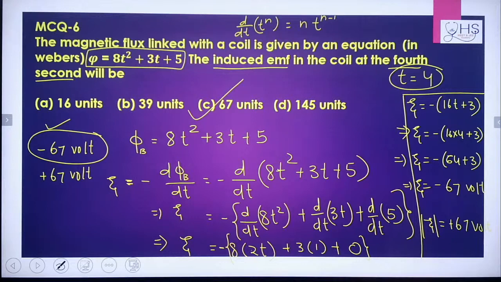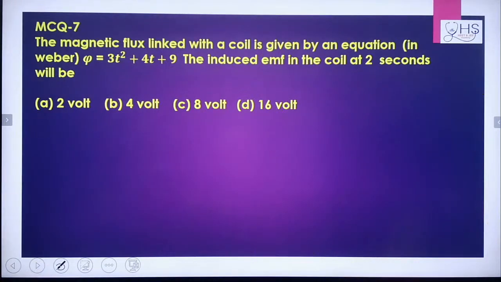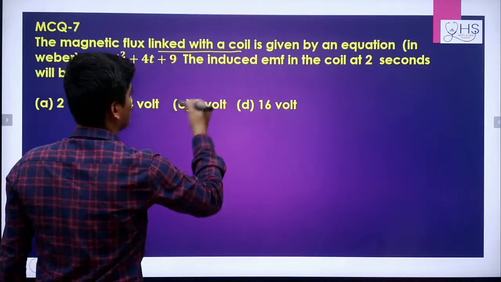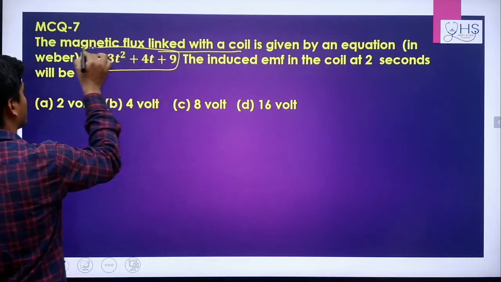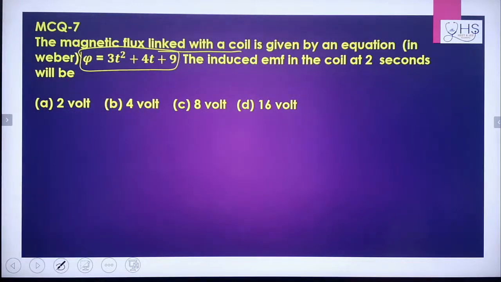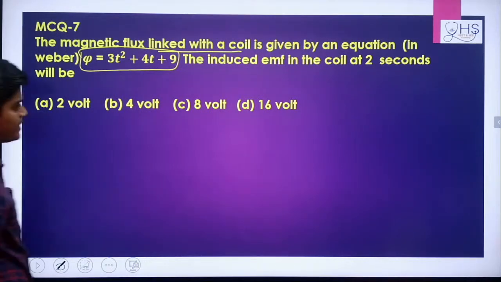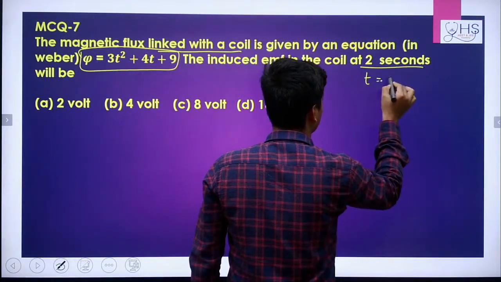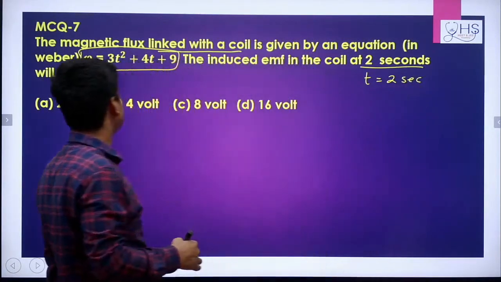So the next question will be a similar type. You try to solve. The magnetic flux linked with a coil is given by the equation 3t square plus 4t plus 9. The induced EMF in the coil at 2 seconds. That means here time is given as 2 seconds. Similar model question, please you try.